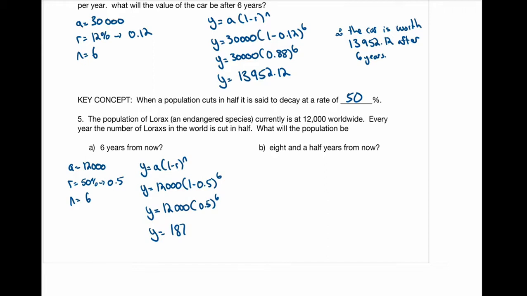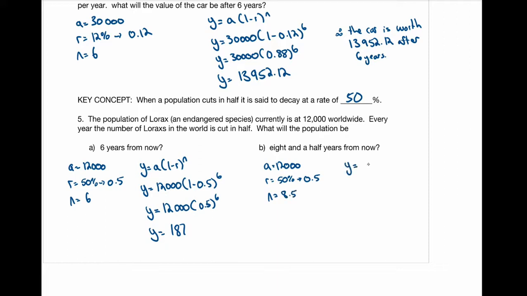What will it be after 8.5 years? Again, same idea. Our original amount, or starting value, is 12,000. Our rate is 50%, which we convert to 0.5, and our n is 8.5 years.